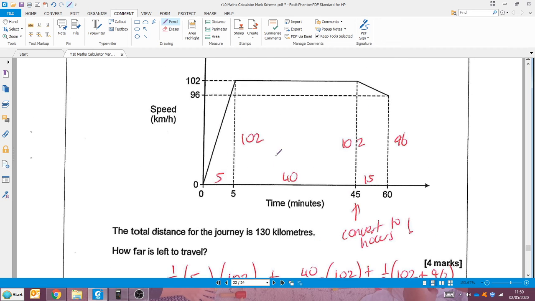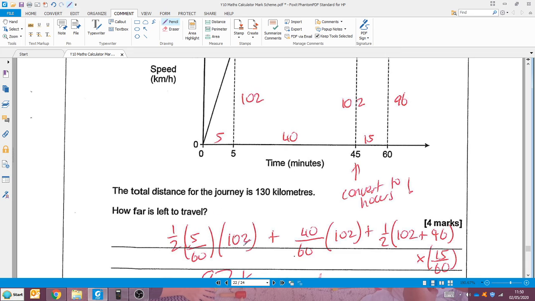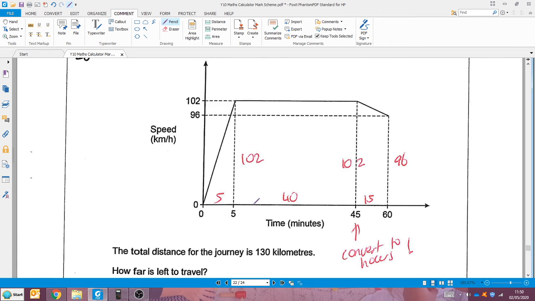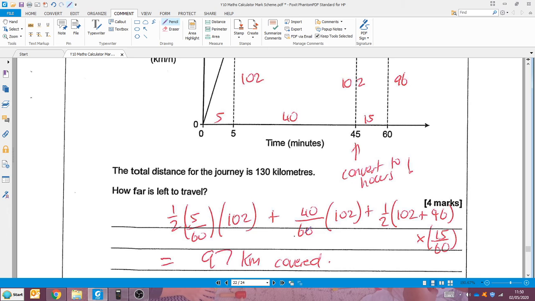Let's start. So the first bit is easy. Half base times height. And there's the base, there's the height. There's half base times height, and the base is 5/60ths, because it's 5 out of 60 to make an hour. Get with a calculator. I'm not going to bother worrying about simplifying all the rest of it. I'll let Casio do it. This next part's easy. It's 102 times 40 minutes, which is going to be 40 out of 60, which is 2/3 of an hour, times 102.